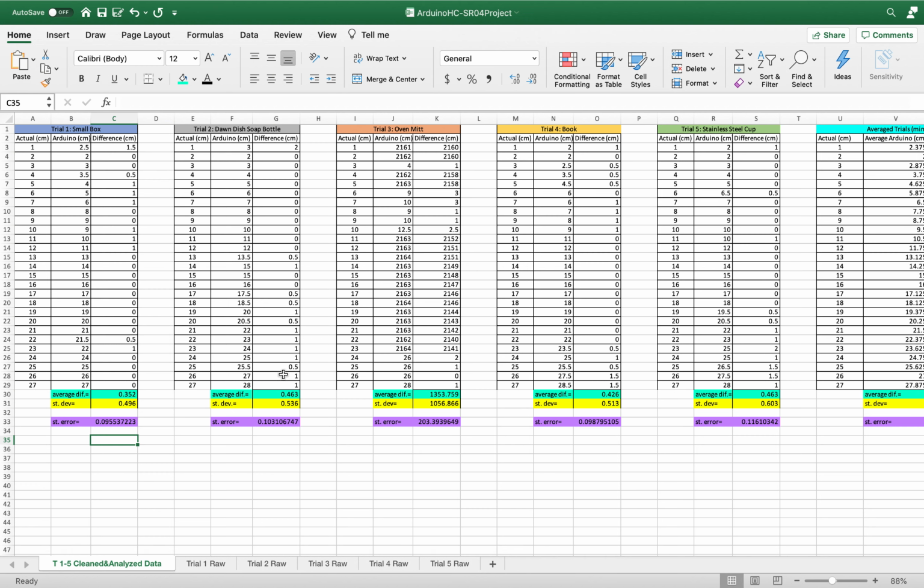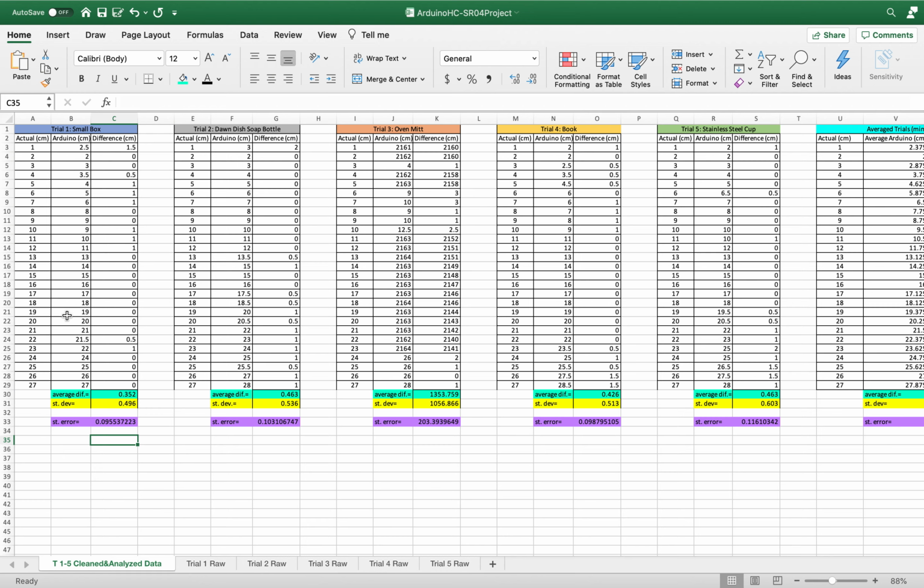Okay, so welcome to analyzing data of our HC-SR04 ultrasonic sensor. So at this point, we have collected our data. Now we are going to analyze it.